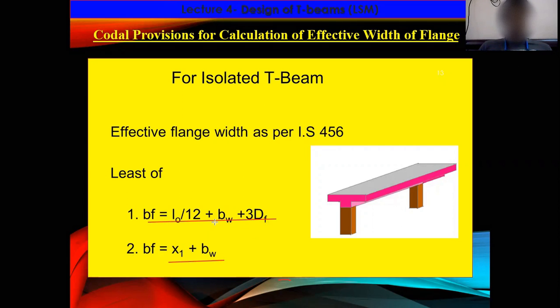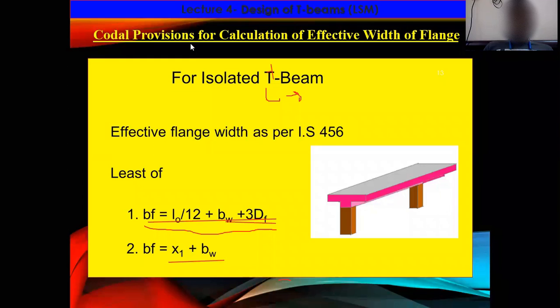Sorry, this is not for a T beam. This is for L beams, because this portion we will consider as an L portion. For the L portion, you have to calculate L naught by 12 plus bw plus Df. This is for an L beam, not for T beams. For L beams, the effective width of the flange is calculated by this case. For isolated beams, there is a different formula. We'll discuss it.